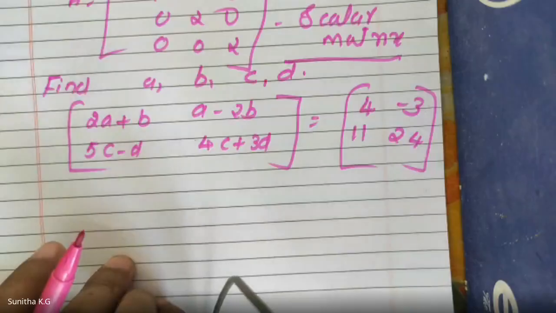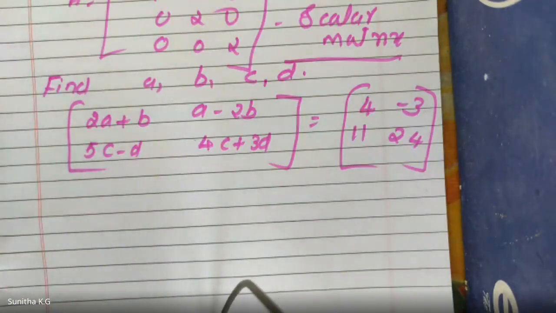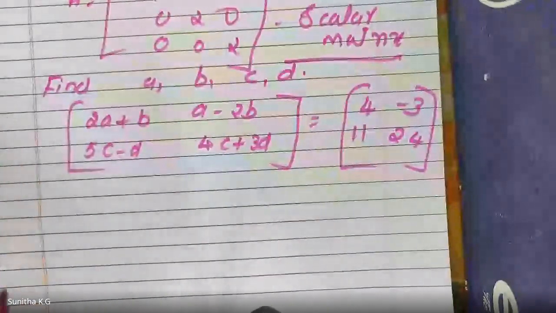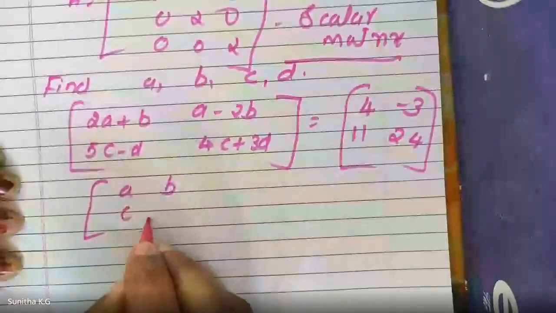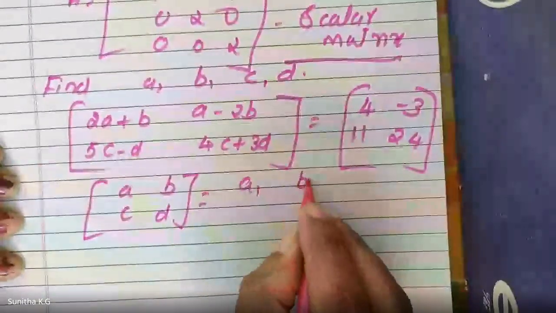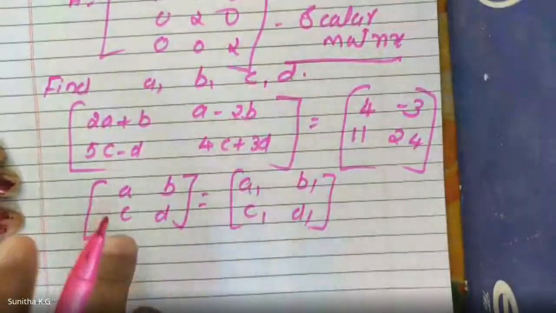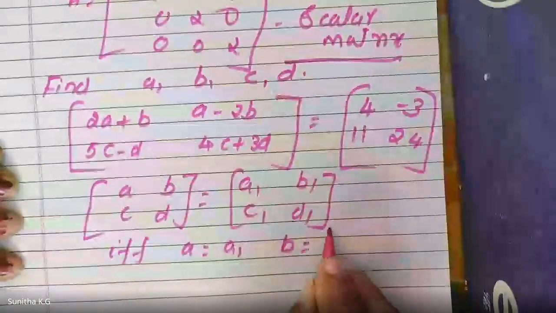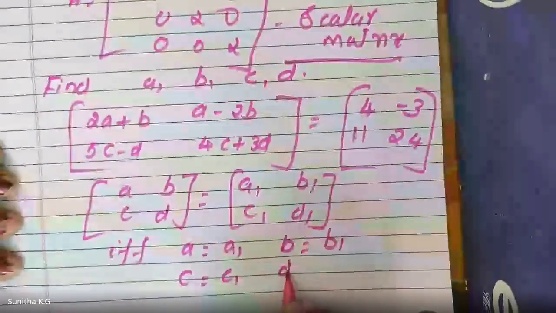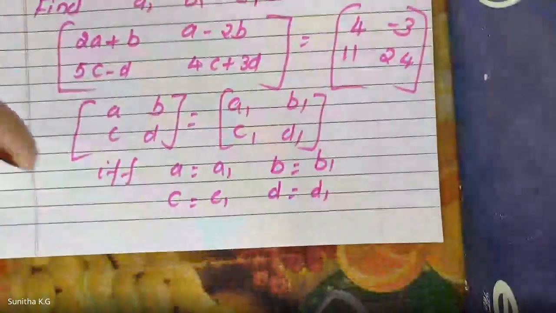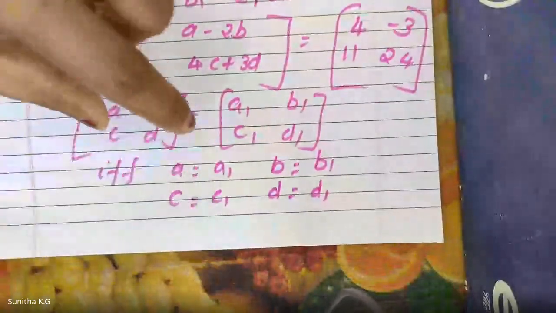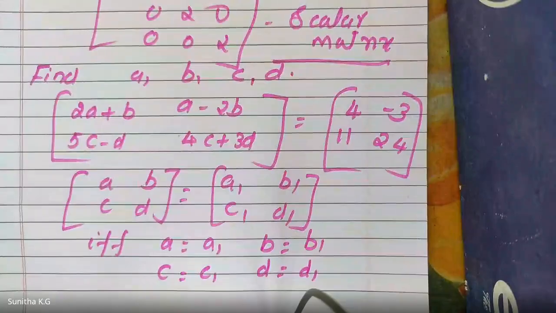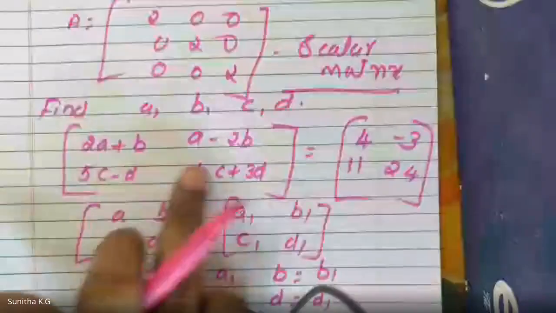When two matrices are equal, each of the corresponding elements should be equal. That is, a matrix A, B, C, D is equal to A1, B1, C1, D1 if and only if A equals A1, B equals B1, C equals C1 and D equals D1. When this property is satisfied, then only we can say that the two matrices are equal. Is it okay? Yes, teacher.